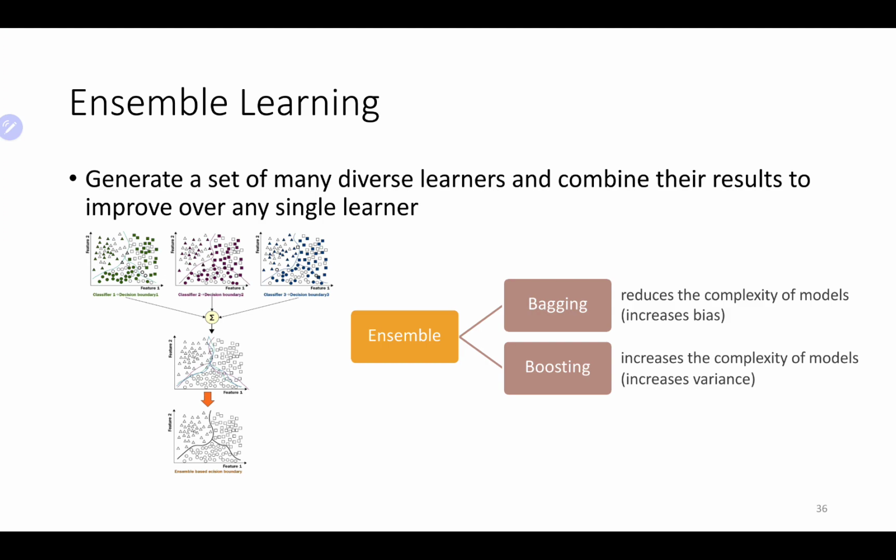Bagging reduces the complexity of the models, they increase the bias, right? So remember, if a model is too complex, it has high variance and low bias, right? When you combine the models together, it will increase the bias and lower the variance a bit. So that's bagging there. Now, some other models have low variance and high bias. So there we want to increase the variance and lower the bias a bit. So that's where we apply boosting.